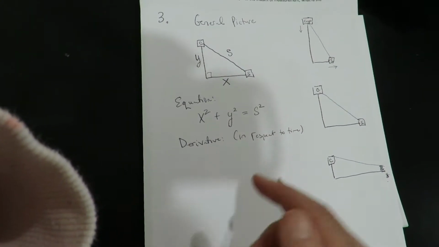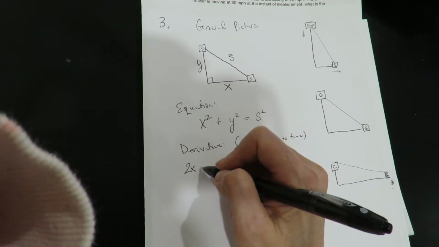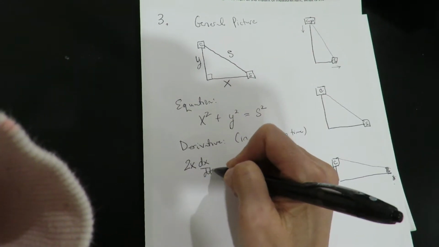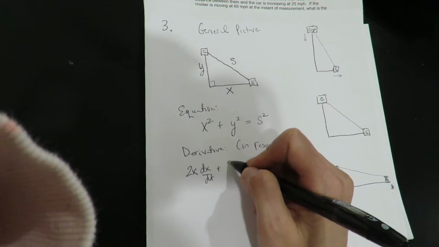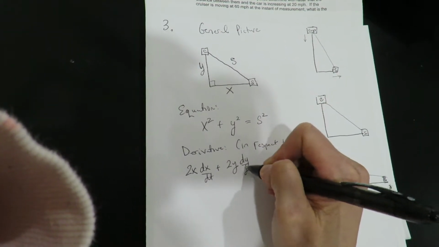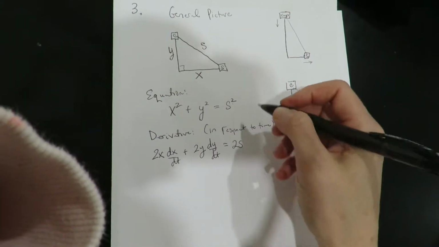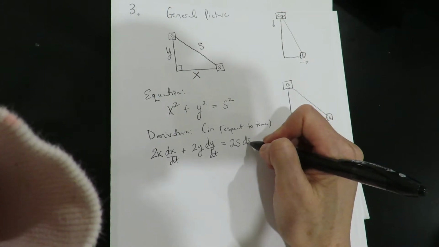Okay, hopefully you tried that. I'm going to now do it for you. So the derivative of the x squared is 2x. The derivative of the x is dx/dt. The derivative of the y squared is 2y. The derivative of the y is dy/dt. The derivative of the s squared is 2s. The derivative of the s is ds/dt.